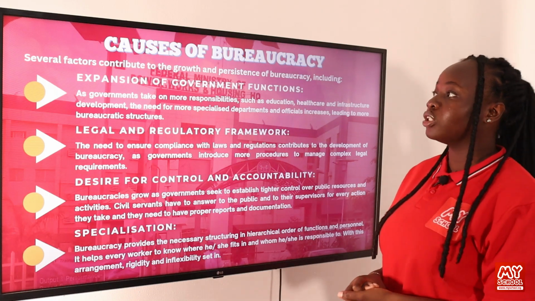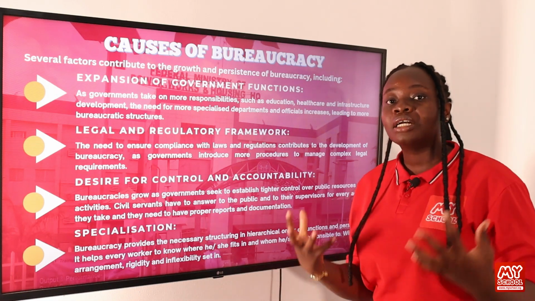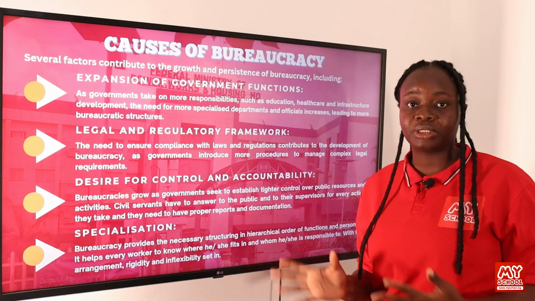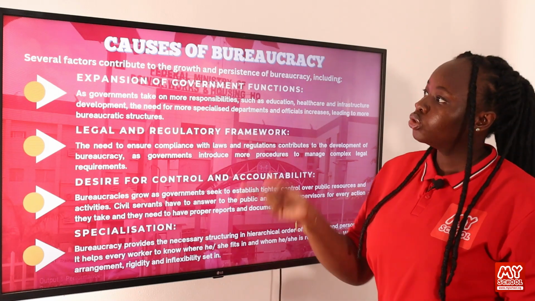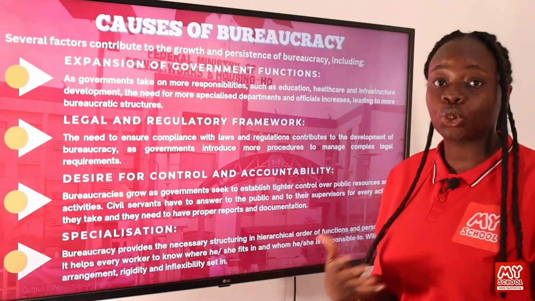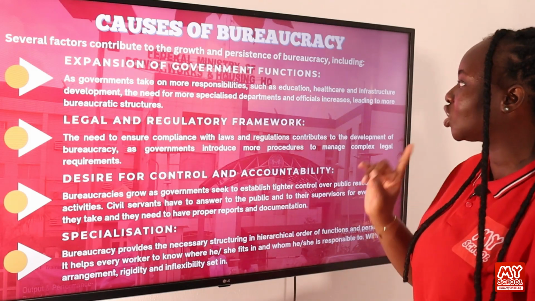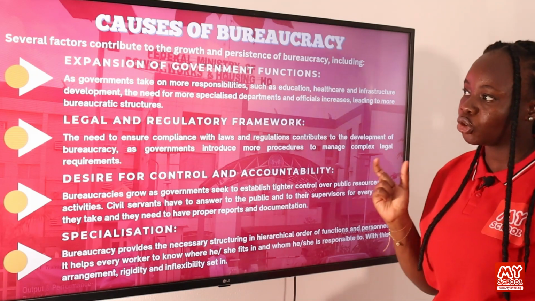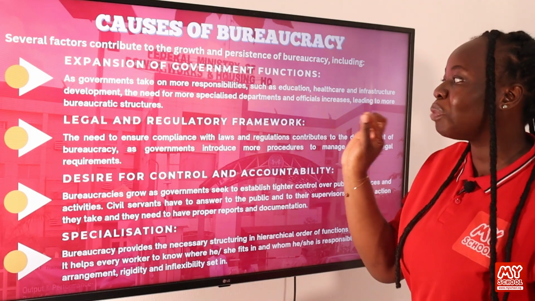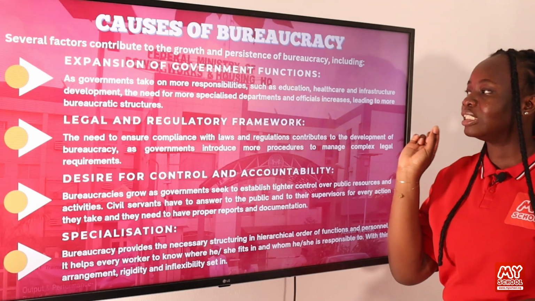All right, we're going to discuss the causes of bureaucracy. Why does the Nigerian civil service choose to adopt this system of government? So one of the reasons is as a result of the expansion of government functions. As governments take on more responsibilities such as education, healthcare, and infrastructure developments, the need for more specialized departments and officials increases.